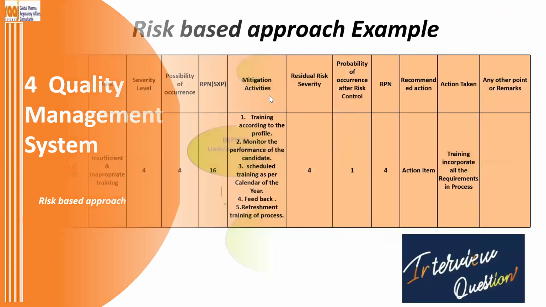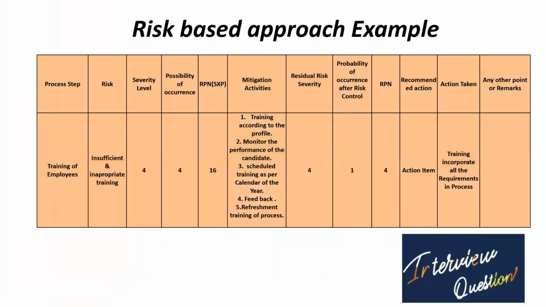Then coming to the risk-based approach example, right? Suppose we consider training only, in which we have identified risk. So the process step will be your training of employees. In this process, what kind of risk do you identify? Insufficient and inappropriate training, right? Because of this risk, what the severity level will be, suppose 4. Possibility of occurrence is 4. So 4 into 4, the RPN will be 16.